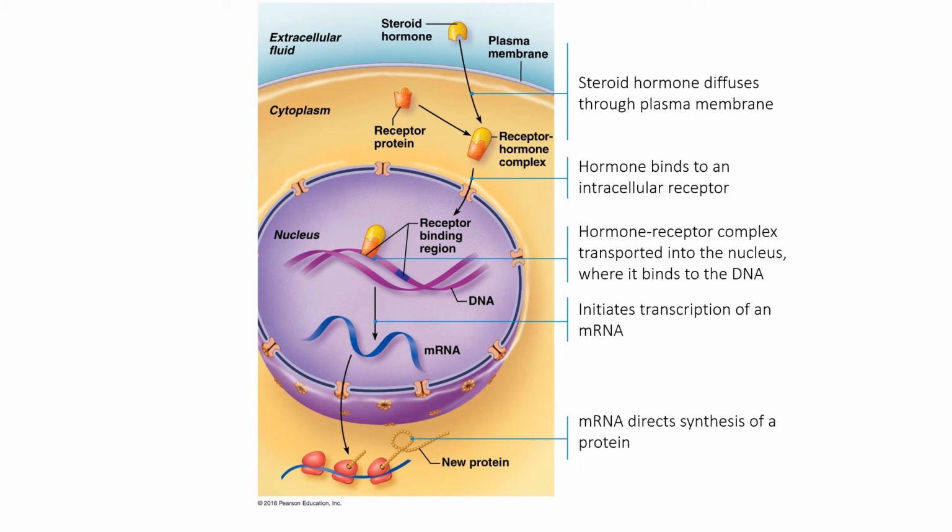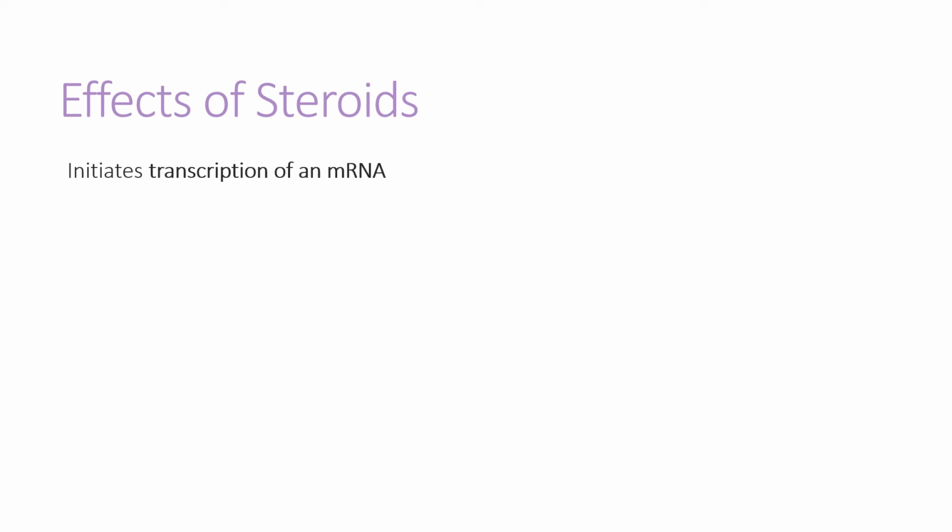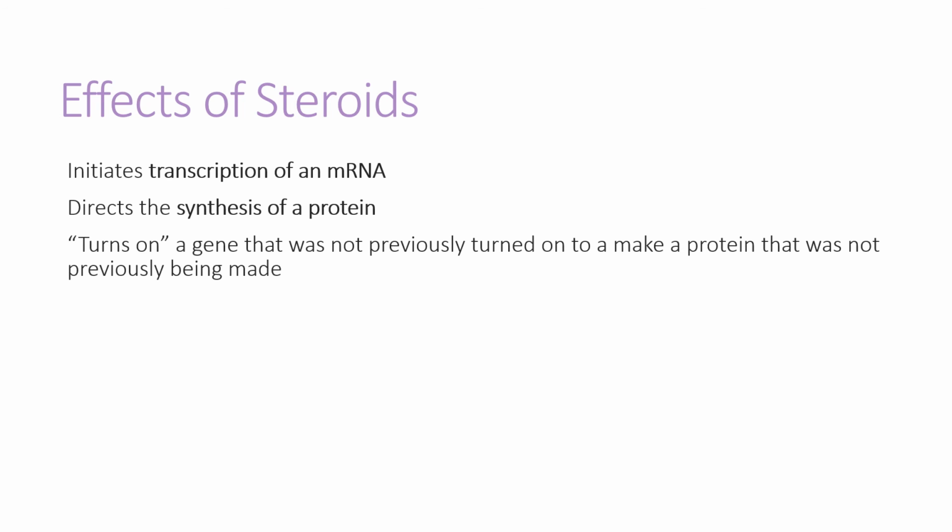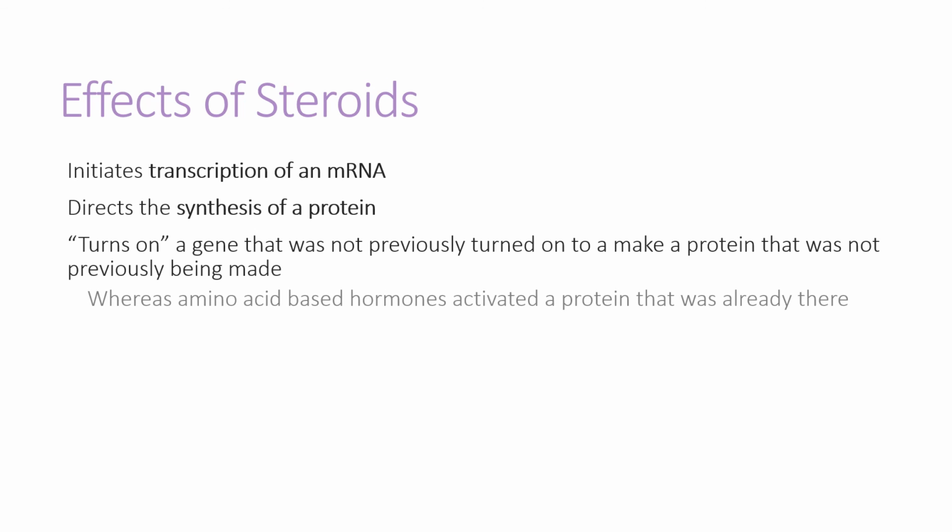If an mRNA is being transcribed, being produced, that mRNA can then direct the synthesis of a protein within that cell. It's important to note here that a steroid-based hormone usually causes the production of a protein that was not already existing in the cell. Our steroid-based hormones generally initiate transcription of an mRNA, thus directing the synthesis of a protein that did not already exist within the cell. It's like turning on a gene to produce a protein that was not being made before.